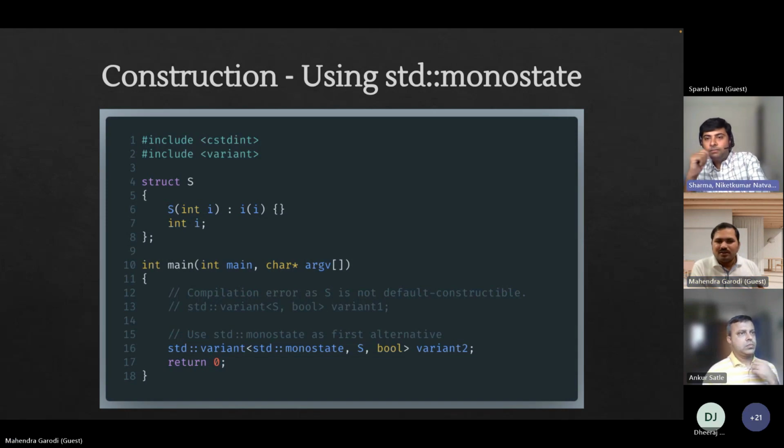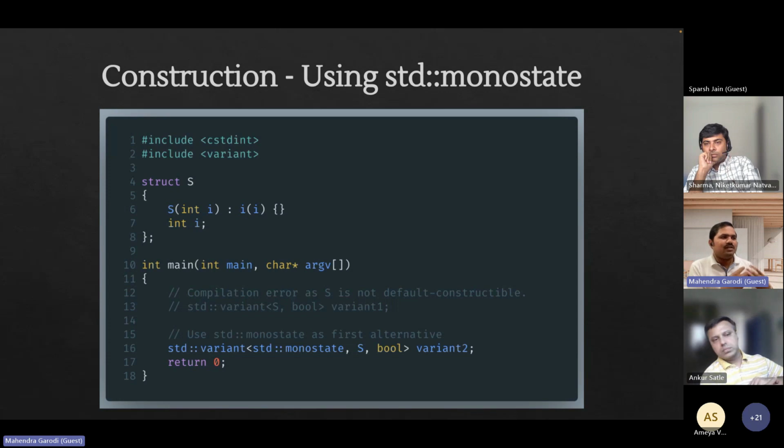Mahendra, can monostate be thought of as an optional thing, like when we use variant and optional, where if it's empty, you are not basically storing any value? Yes, we are not storing any value, and if you query variant2.has_value or variant2.get, it will return monostate.